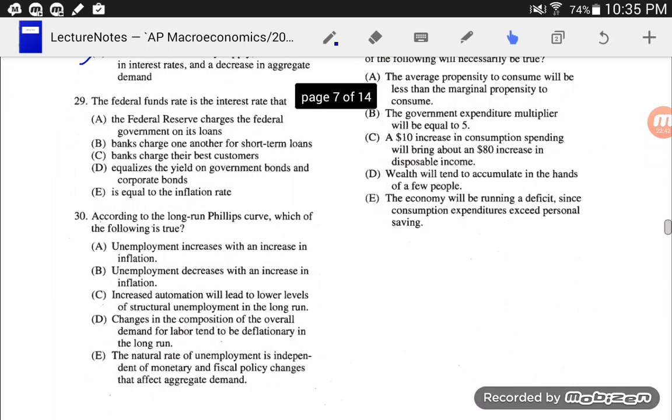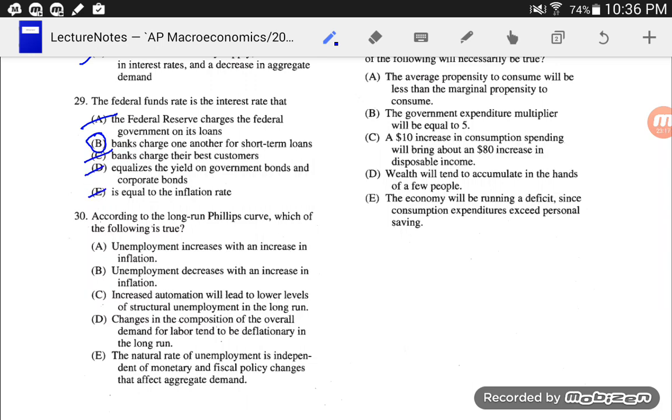29. The federal funds rate is the interest rate that... Oh, this is just a definition. The discount rate is what the Fed charges to other banks. No, the federal funds rate is not the rate that the Reserve charges to the government. Yes, the Fed funds rate is that target rate that the Fed sets for banks to charge each other if they borrow from each other. I'm going to go with B on that one.